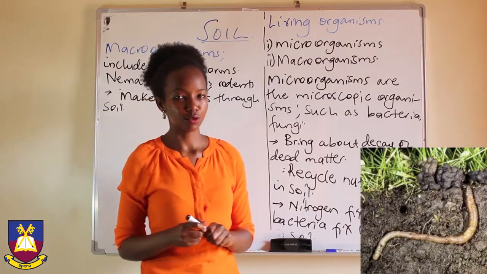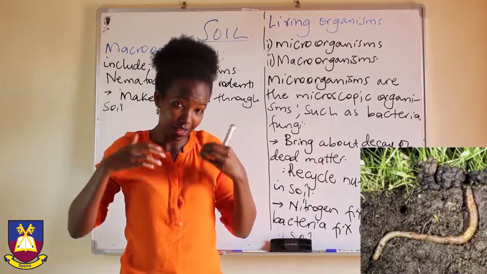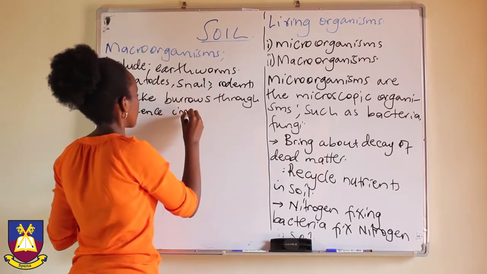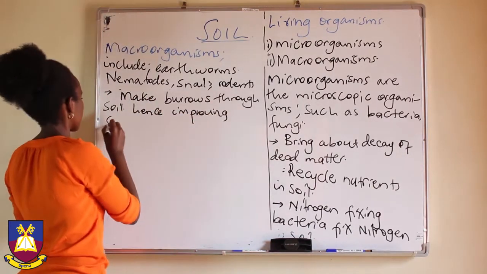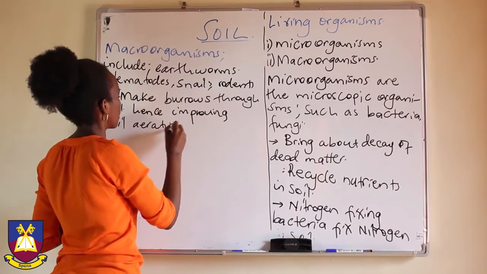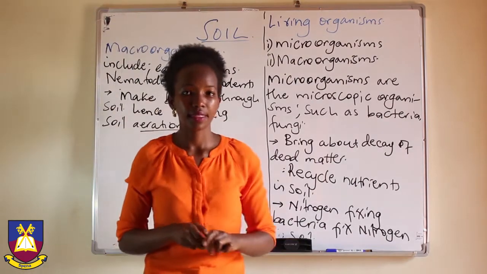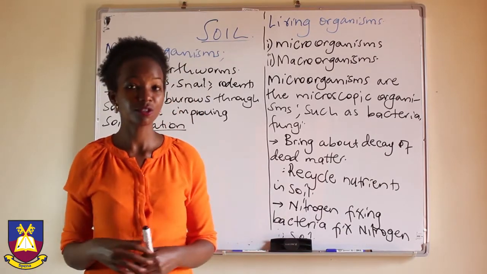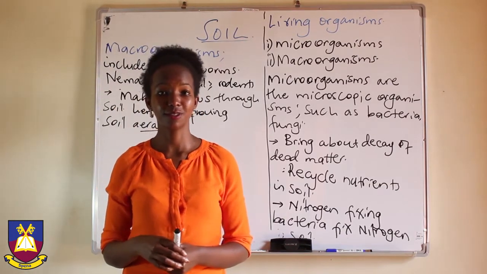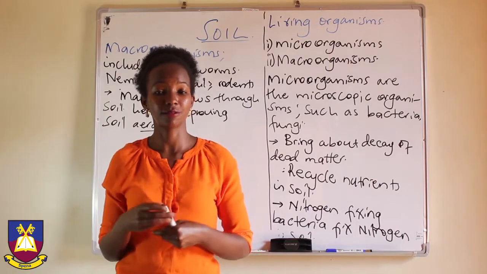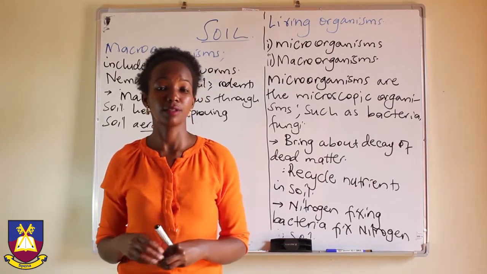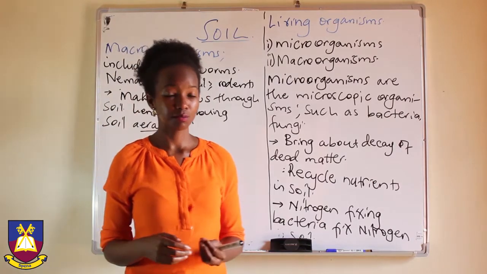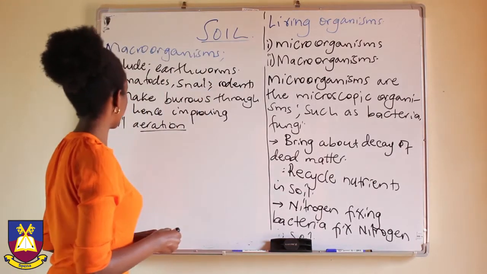Now what does that do? It allows air to enter into soil. So by aeration we mean the air within soil because it's very important. For example, the roots need it to also breathe. They don't find their way up above the surface to breathe. They use the air within the soil. So these macroorganisms play a very big role for that matter.